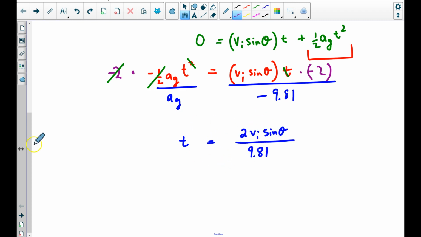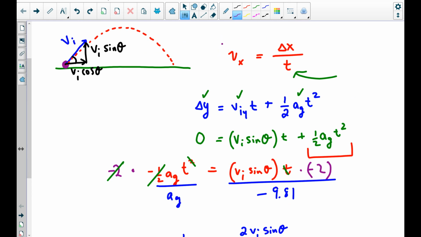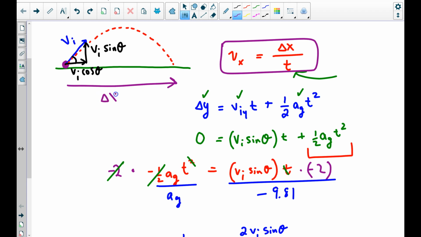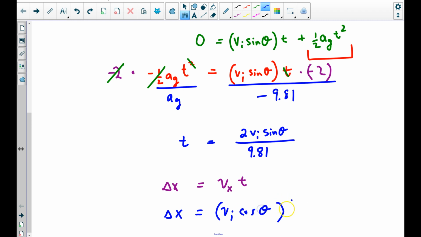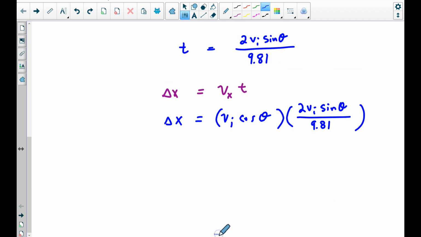Remember why we found time? Because we wanted to plug it into this equation. After all, we're asking how far forward does the projectile travel at different angles of launch. So let's isolate delta x. Cross multiply. But we could plug in now for Vx, which is Vi cosine theta, and we could plug in for time, which is this expression, and this is what we get. This is a pretty complicated function.